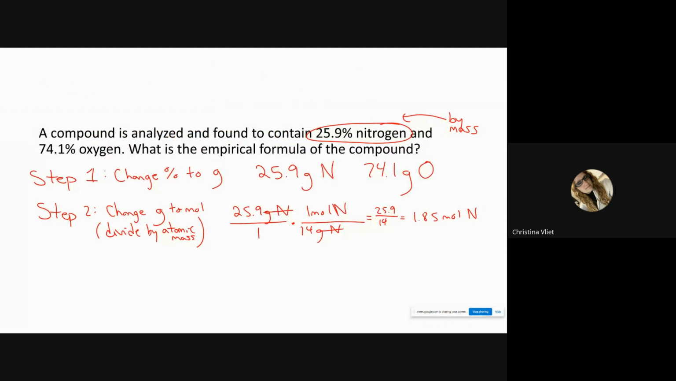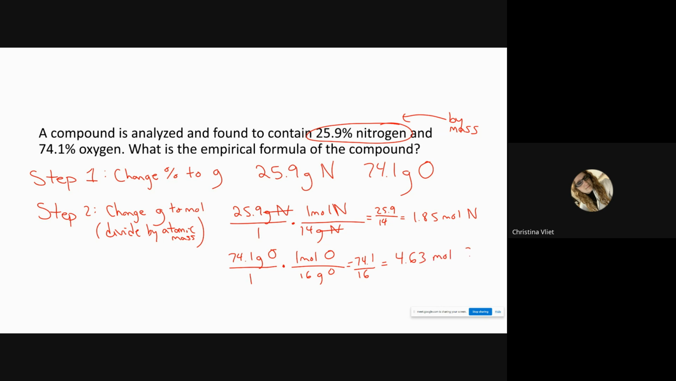Well, that's nitrogen. Don't I have to do this again for oxygen? Yep. So now it's 74.1 grams of oxygen over 1. What goes on the bottom, what goes on the top? What's the relationship between oxygen's grams and moles? 1 mole goes on the top, and the atomic mass, 16 grams, goes on the bottom. So 1 mole of oxygen is 16 grams of oxygen. And I again have to divide these two numbers: 74.1 divided by 16. That gives me 4.63.